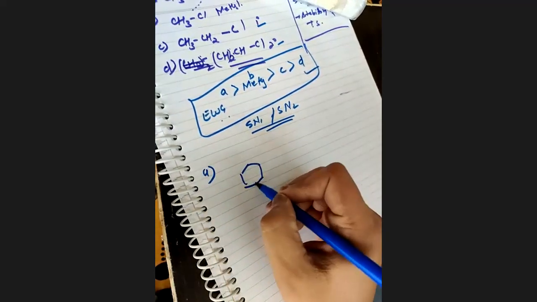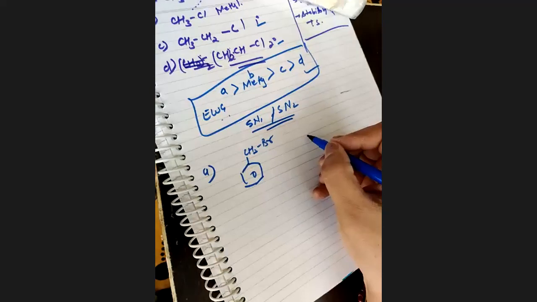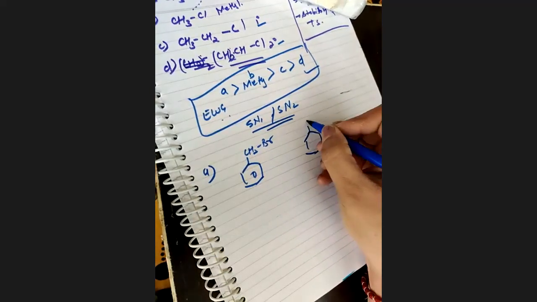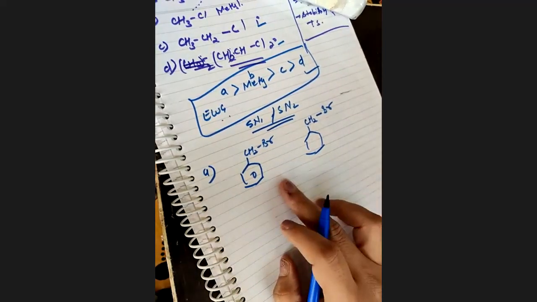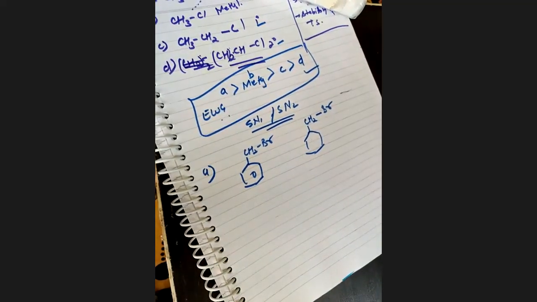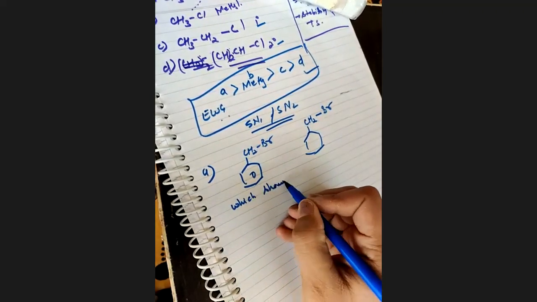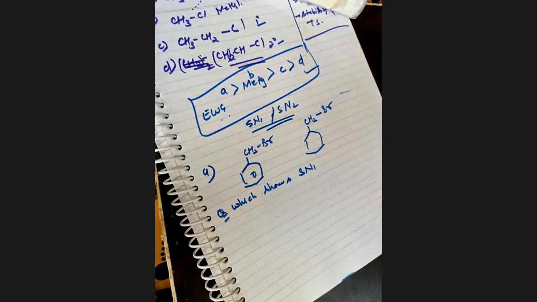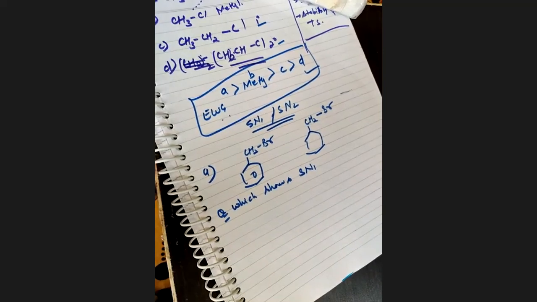If I have benzene, or you can say toluene, attached with bromine, and this CH2Br. I am giving you a question: which one shows more SN1? In the paper you will get 4 options, but right now I'm giving you only 2. Which one shows more SN1?